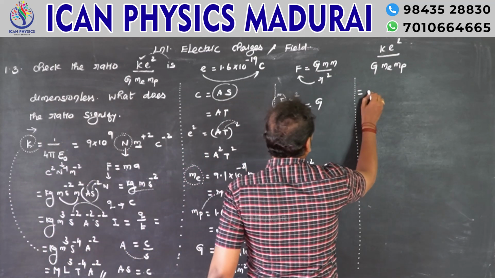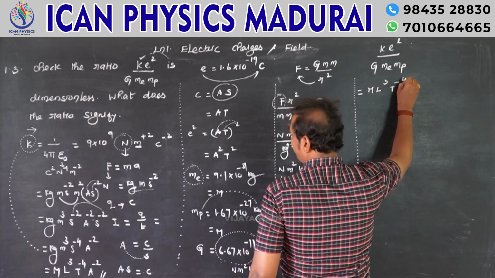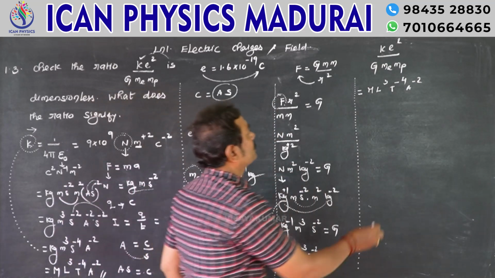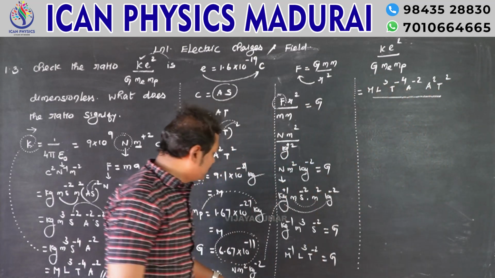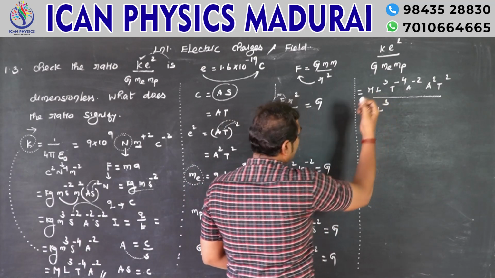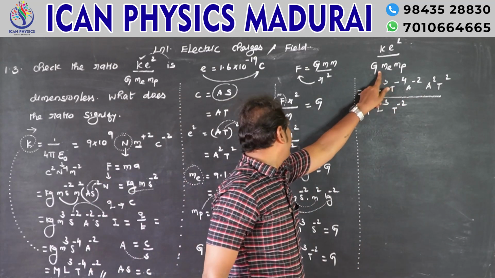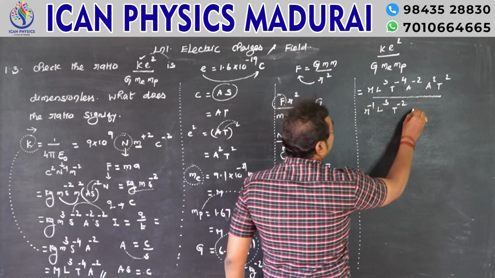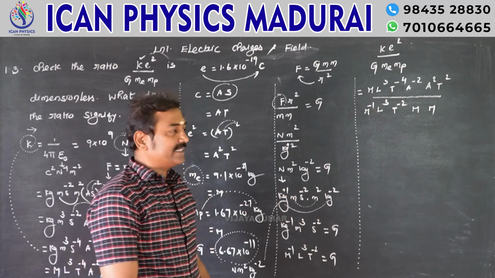That is M L cube T power minus 4 A power minus 2, e square is A square T square, A square T square, divided by G, that is M power minus 1 L power 3 T power minus 2. Next one, mass of electron, M. Mass of proton, M. Now take all the same quantities at the same time.